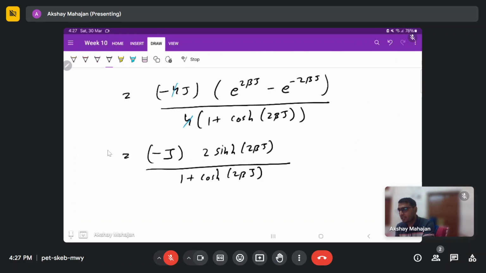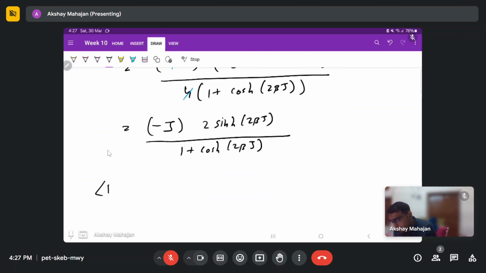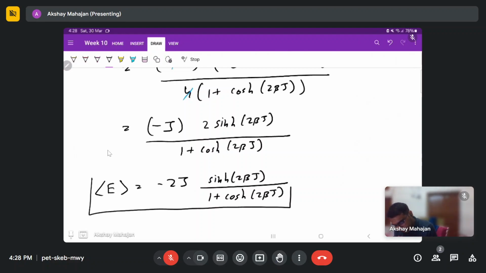Okay, so what we are getting, let me see. Okay, so we can just see the answer here. Our average energy of the system comes to minus 2J sinh(2βJ) divided by 1 plus cosh(2βJ), and this is our final answer.